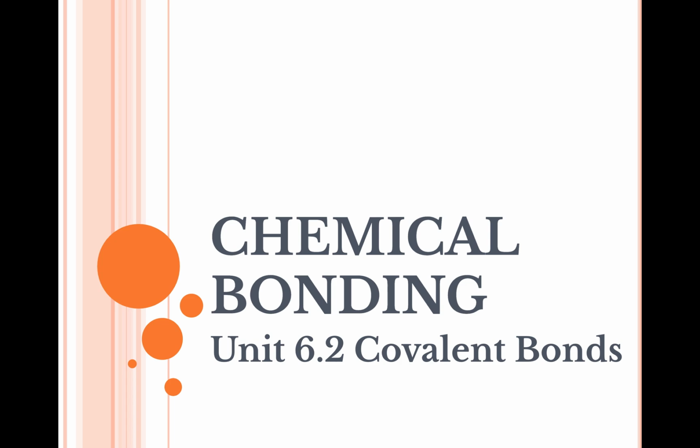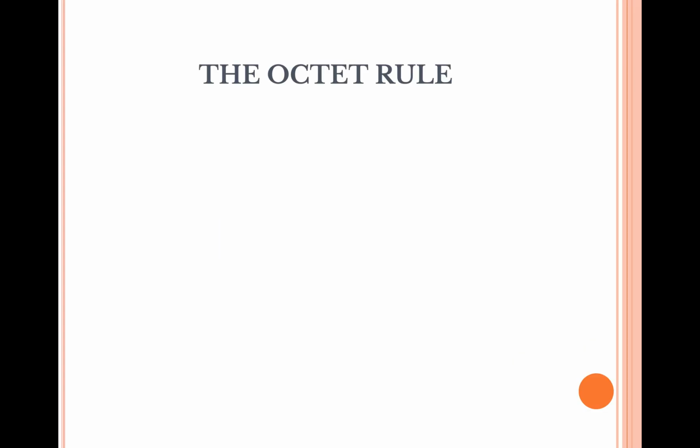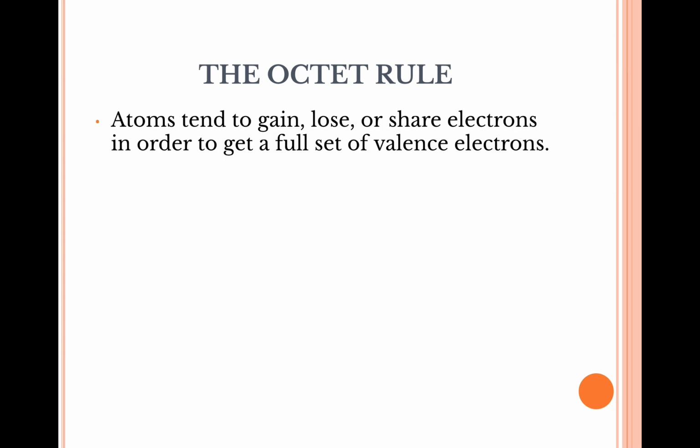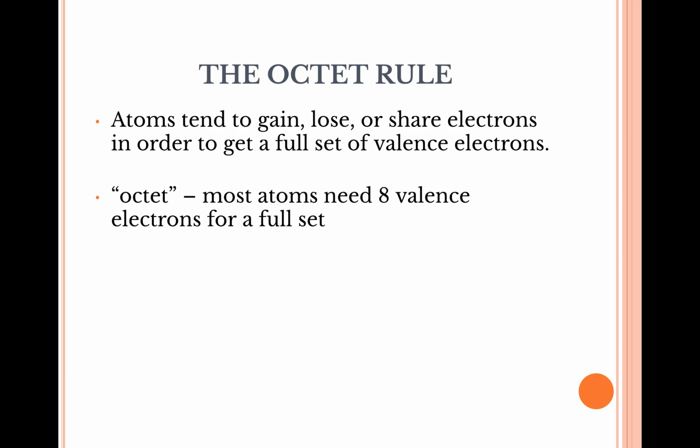To help you fill out your note guide. Remember from the last set of notes, the octet rule. Octet means 8, so atoms tend to gain, becoming a negative anion, lose, becoming a positive cation, or share electrons, which is what we're going to talk about mostly today, to get that full outer energy level of valence electrons.